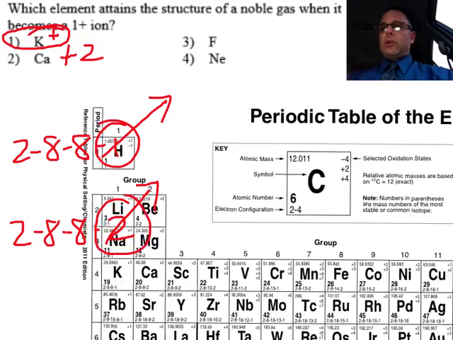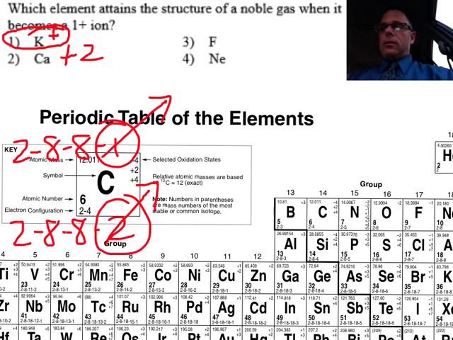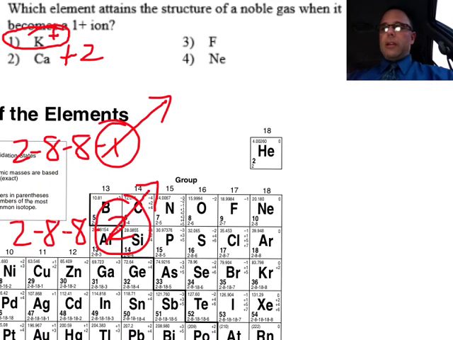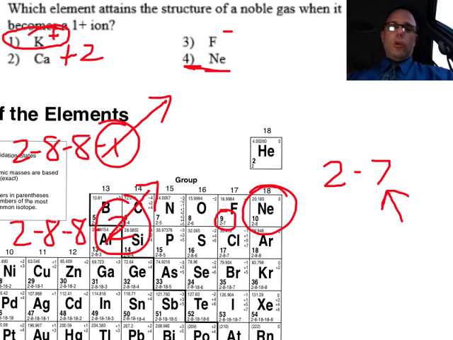Now, fluorine lives on the other side. Let me move it. There's fluorine. Its electron configuration is 2,7, if you see it right here. For it to achieve an electron configuration similar to neon, it would need to gain an electron, which would give it a negative charge. And inspecting choice 4, which says neon, neon itself is already a noble gas. It already is 2,8. So in order for it to achieve its noble gas configuration, it would actually have no charge. So the answer is 1.